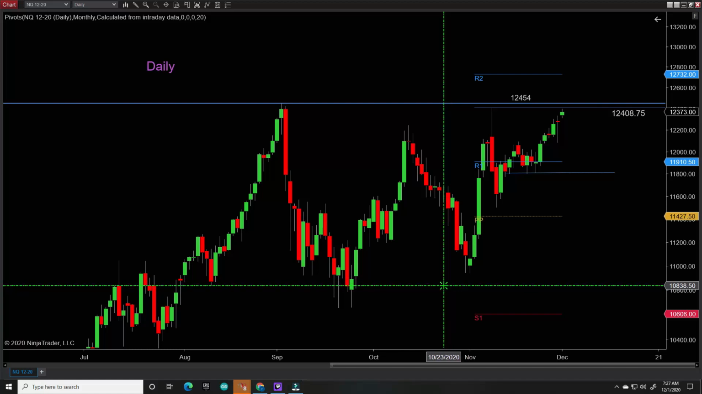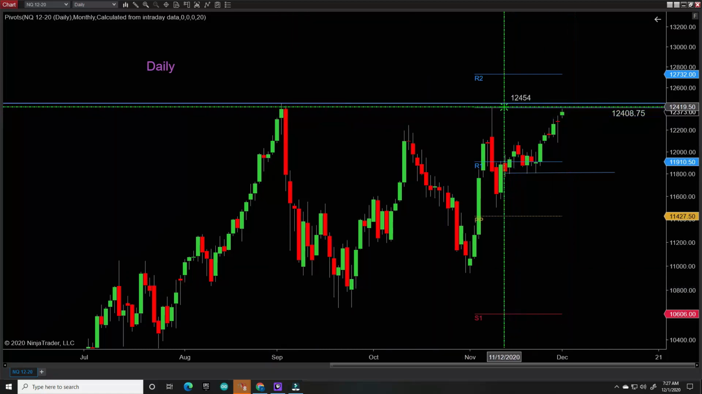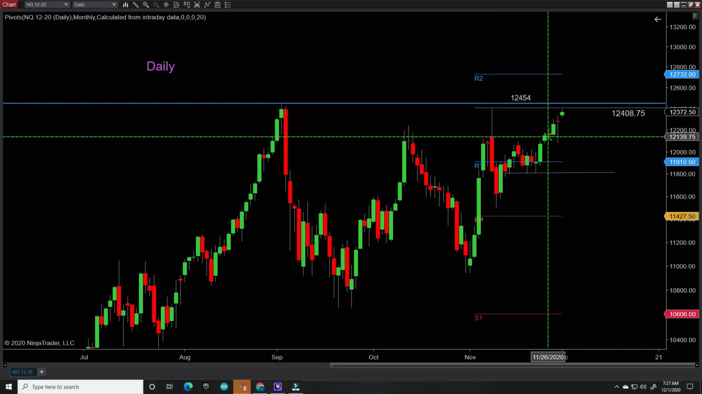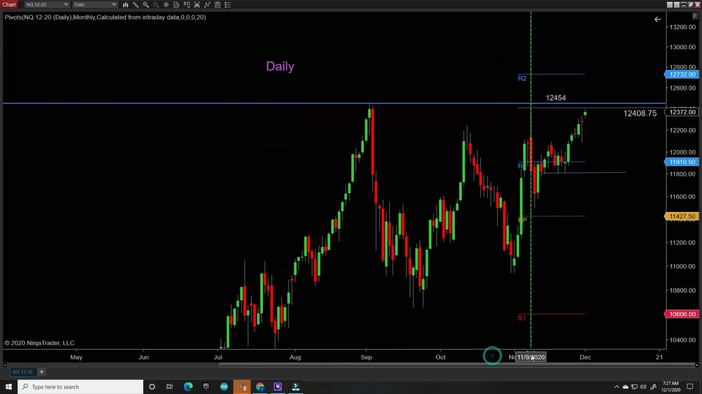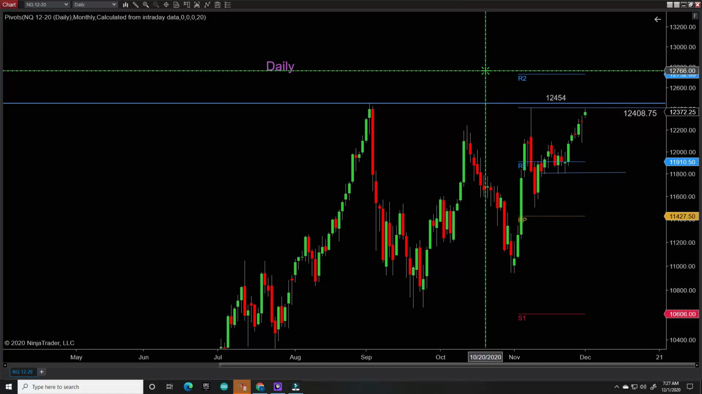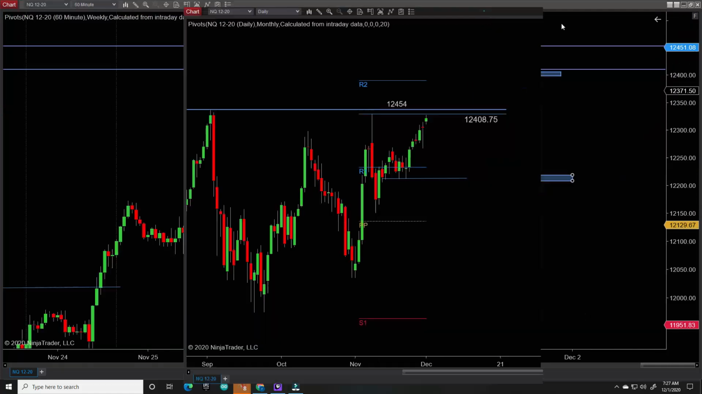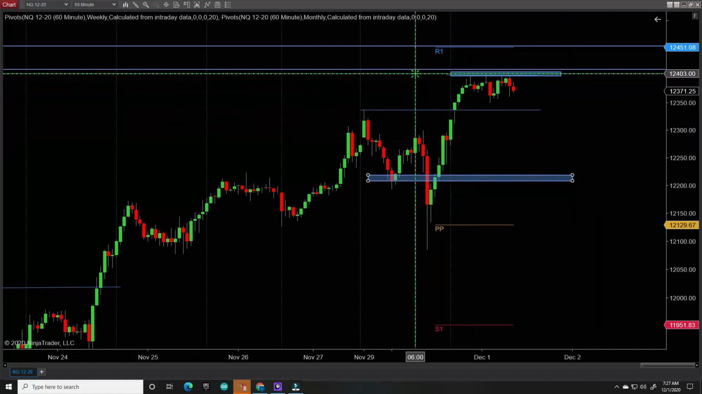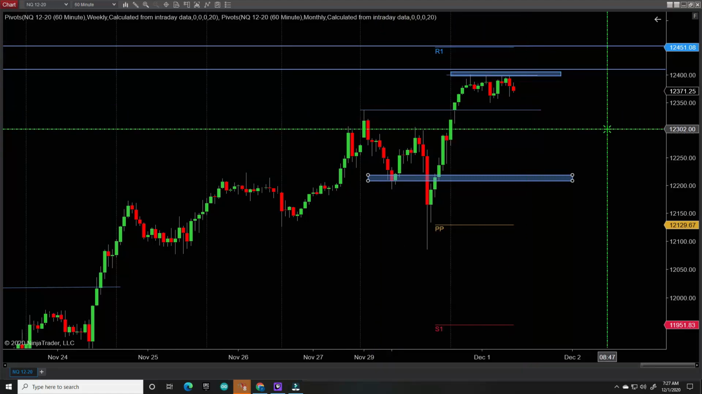So there we are on the daily chart. The high of 12,454 corresponds to this swing high. And then we have this swing high right here at 12,408.75. Those are areas where you're going to be wanting to fade, look for shorts. So I have these two swing highs drawn in on my smaller charts also. And that represents this line here and this line here on this 60-minute chart.